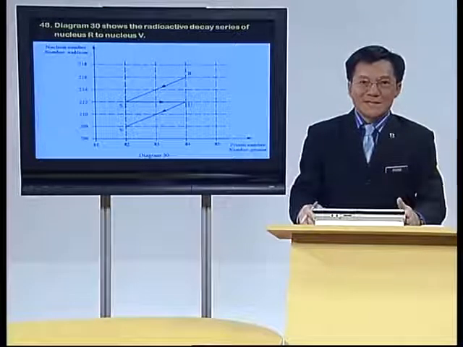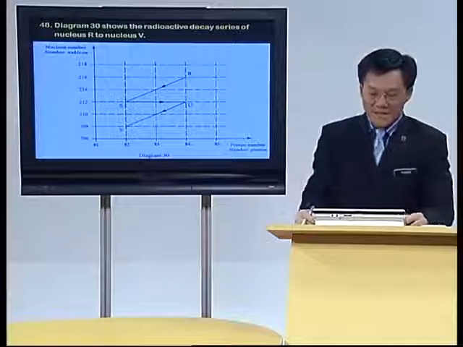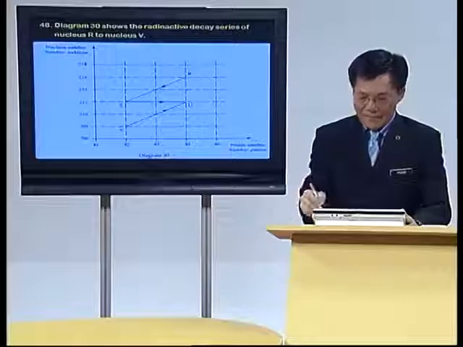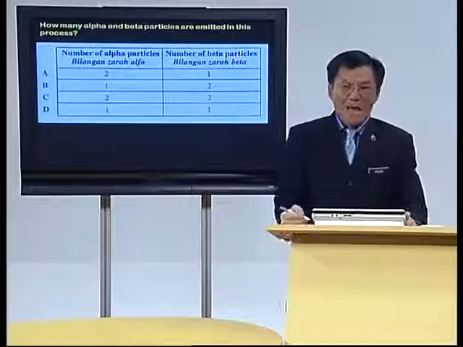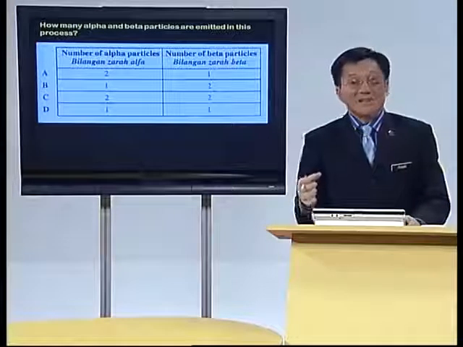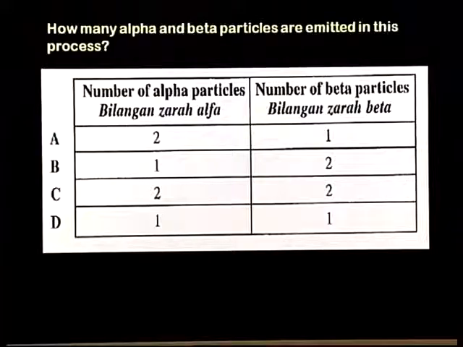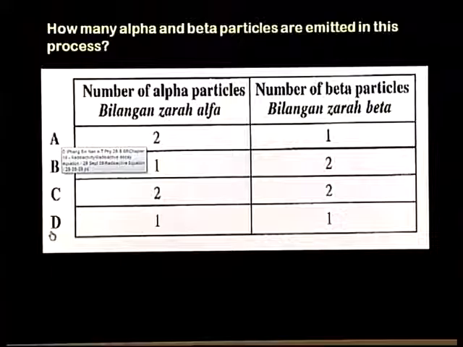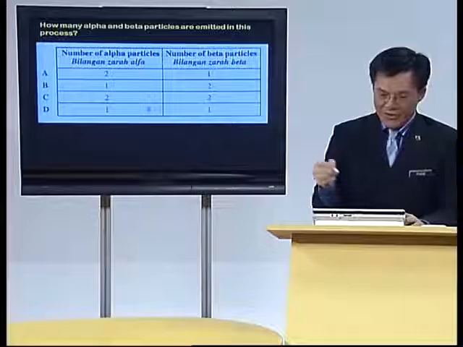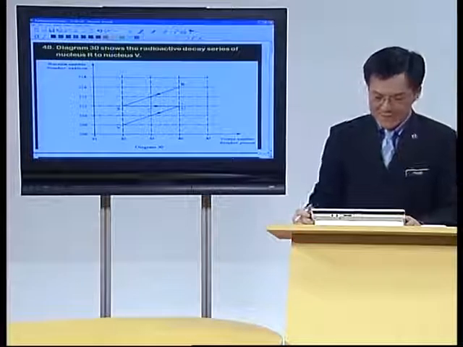We have a question number 48, which reads, Diagram 30 shows the radioactive decay series of nucleus R to nucleus V. And the question is, how many alpha and beta particles are emitted in this process? And it is an objective question, so the answer A, B, C, D given to us. So we have to learn how to solve this problem. Alright, let me guide you through the process.